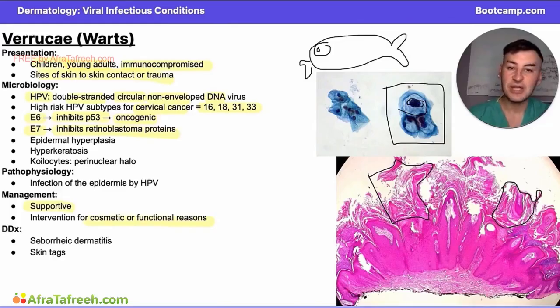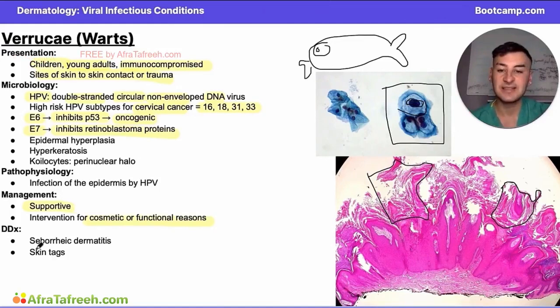Some differential diagnoses for warts would be seborrheic dermatitis or skin tags. Way to differentiate these on exam is that seborrheic dermatitis is going to be usually excessively itchy, and it's not going to have as well-defined lesions as we expect in a wart, which we will see in a bit. And also under microscopy, we would expect to see characteristics of a fungal infection, and that's going to be like hyphae and branching rods and things like that. Additionally, skin tags tend to be a little bit more well-defined in terms of their structure.